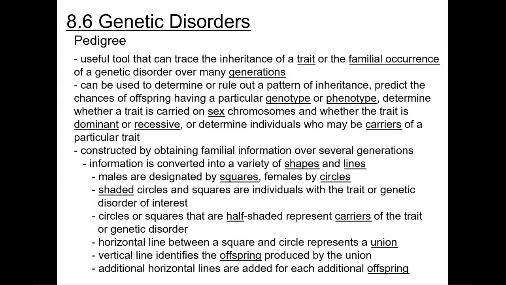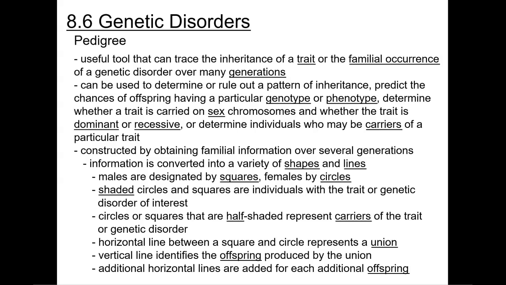Pedigrees are going to be a useful tool that can trace the inheritance of a trait or familial occurrence of a genetic disorder over many generations. It can be used to determine or rule out a pattern of inheritance and predict the chances of an offspring having a particular genotype or phenotype, determine whether a trait is going to be carried on a sex chromosome or whether it's carried as a dominant or recessive on autosomes, for example, or it can also determine who may be carriers of a particular trait. So this is going to be constructed by obtaining familial information over several generations.